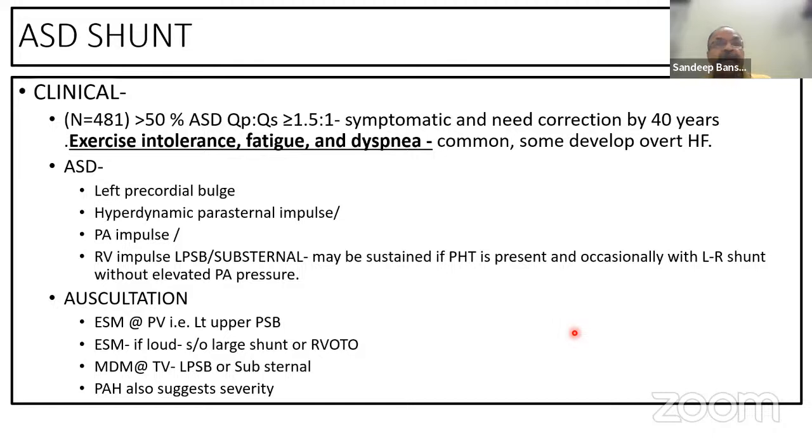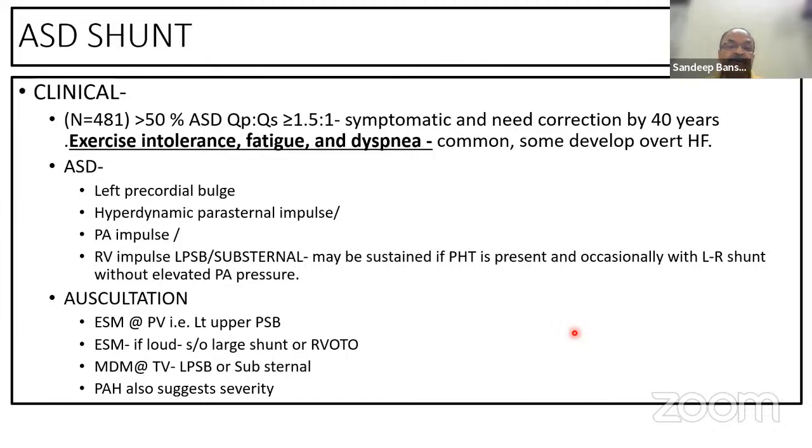Another very important thing, without which we don't make the diagnosis of a significant ASD, is the presence of a mid-diastolic murmur across the tricuspid valve, which can be heard either at the left sternal border or the substernal area. Please remember that when we are talking of right ventricular or right-sided events, the substernum is extremely important. So please do make it a point to auscultate the substernal region.